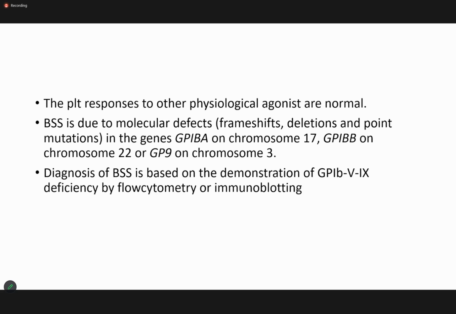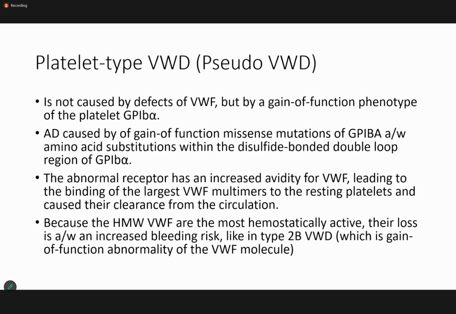Bernard-Soulier syndrome is basically due to a molecular defect, whether it is due to frameshift or deletions and or point mutations, which can be seen in the GP1BA gene on chromosome 17, or in GP1BB on chromosome 22 and GP9 on chromosome 3. And the diagnosis of Bernard-Soulier syndrome is based on the demonstration of a deficiency of this particular protein by flow cytometry.